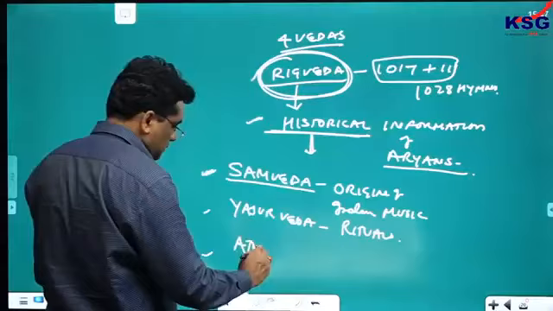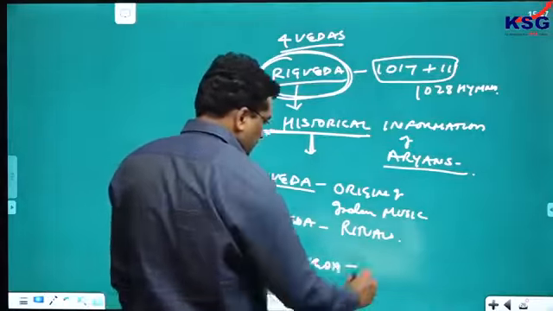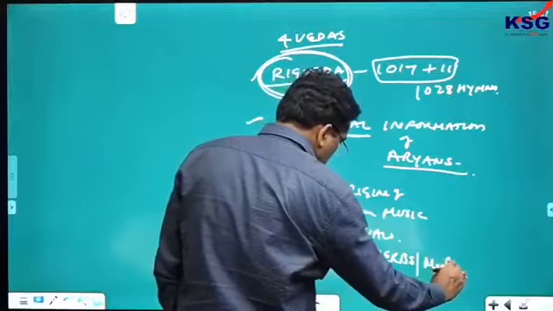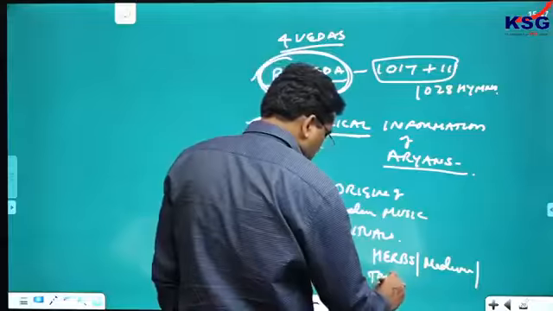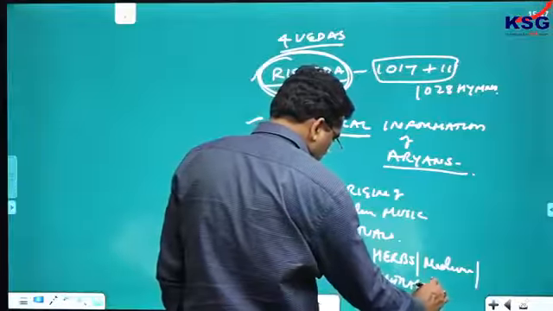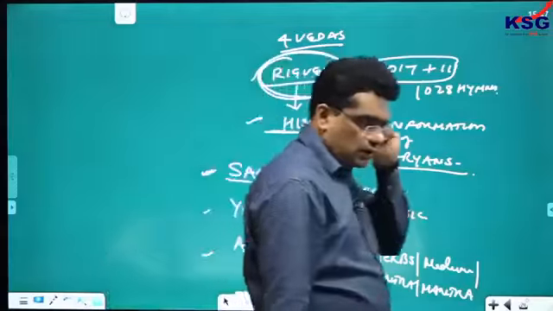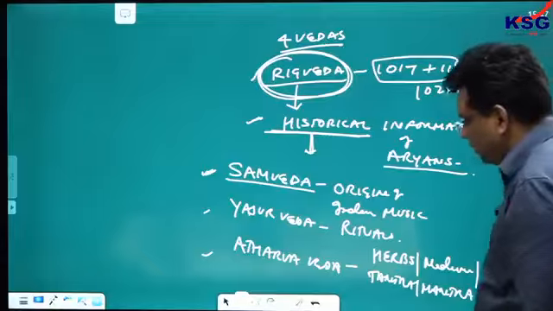In Atharveda we have herbs, medicine, tantra, mantra. So these are the things. So Rigveda, Samveda, Yajurveda, Atharveda.